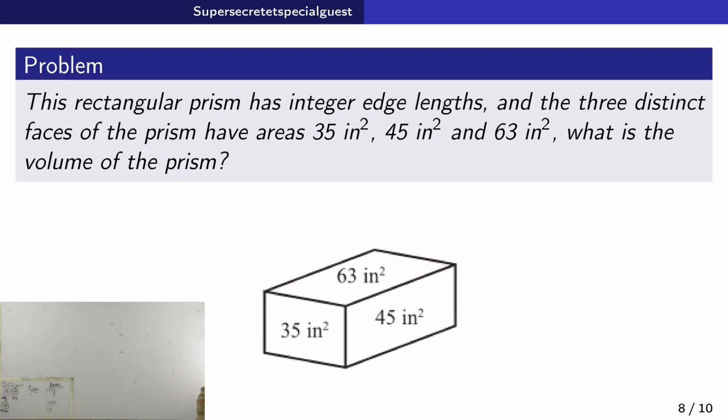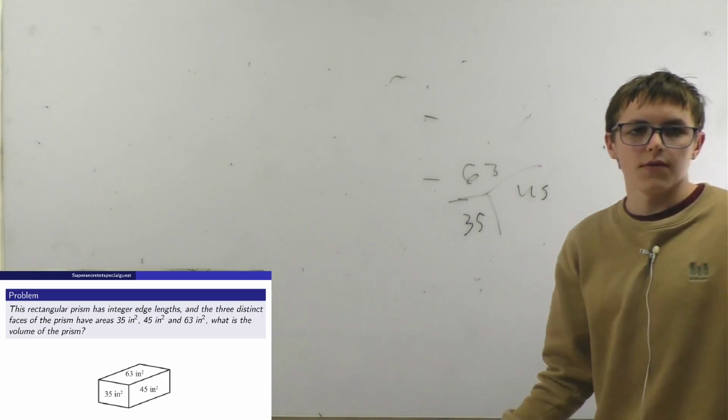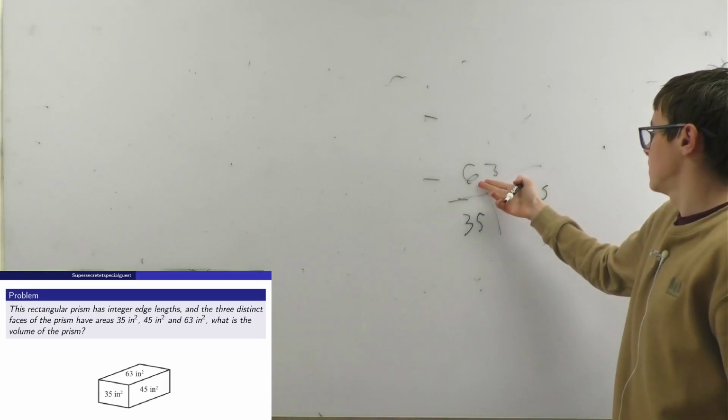What's next? Oh, this one. So this one we have a box. I will not draw it because I'm not a good artist. But we have 35 for one surface area, 45 for another one, 63. And we have to find the volume. Uh-oh. So basically what we have to do is try to substitute side lengths in. And in this case, it's easy. 35, it has to be either 1 and 35 or 7 and 5. 1, 35. And we see this isn't going to be good.